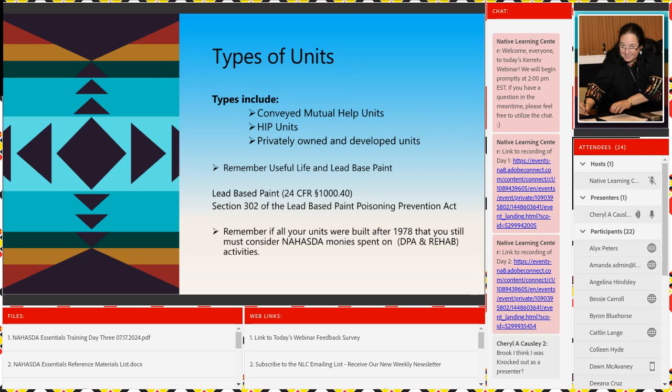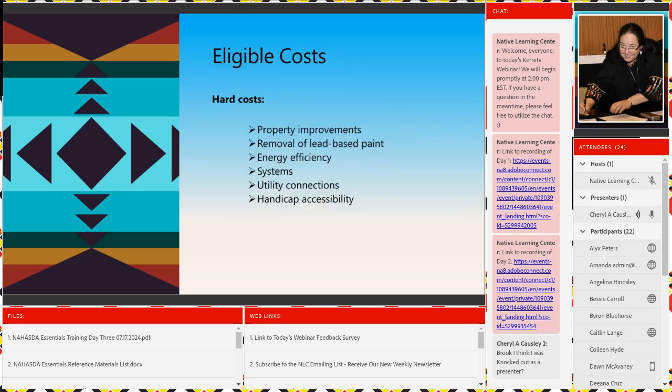Okay. Also, the useful life and the insurance requirements are going to kick in. Anything over $5,000 usually. Okay. If your units were built after 1978, there's no lead. But you got to remember, like I said, when you put money into it for rehab and different other things. So what are your eligible costs?